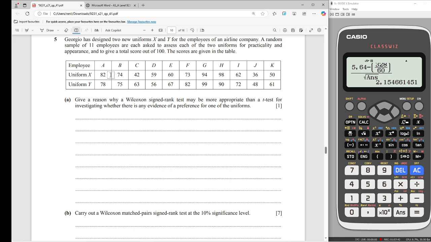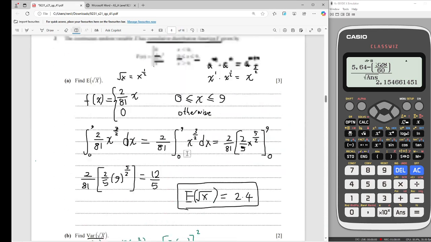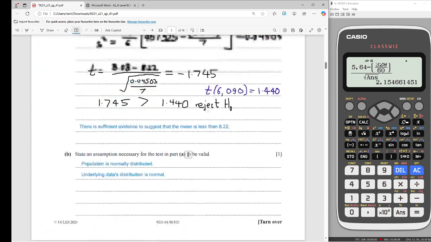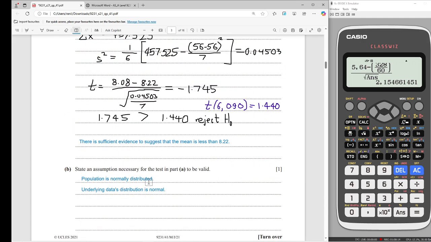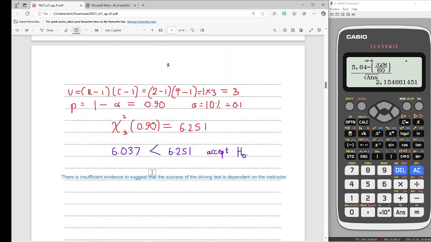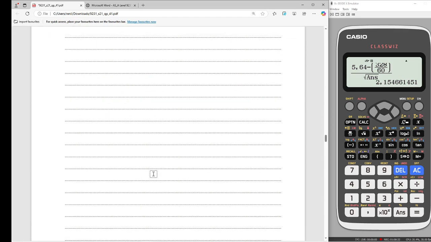Okay, so for the first question, it states give a reason why a Wilcoxon signed rank test is more appropriate, or may be more appropriate, than a t-test when investigating whether there's any evidence of preference of one of the uniforms. Okay, so whenever we're doing a t-test, as stated, we must know that the assumption above, for this inferential stats based question, we need to know that the population is normally distributed, or the underlying data's distribution is normal. When we're doing a paired t-test, we don't talk about the data's distribution. In fact, we talk about the differences distribution.